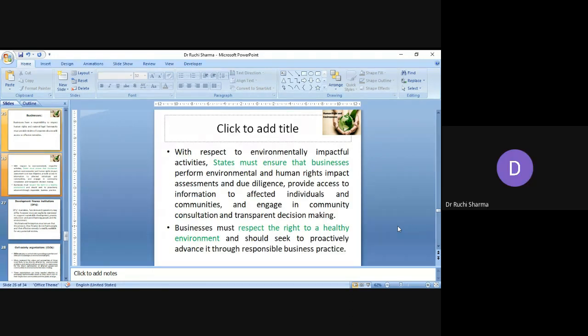So, with respect to environmentally impactful activities, the government or the state should ensure that businesses perform their environmental and human rights assessments, and if they are not abiding by the rules and regulations, then strict action needs to be taken against them. Business organizations should respect the right to a healthy environment and should seek to actively engage in activities which promote a healthy environment.